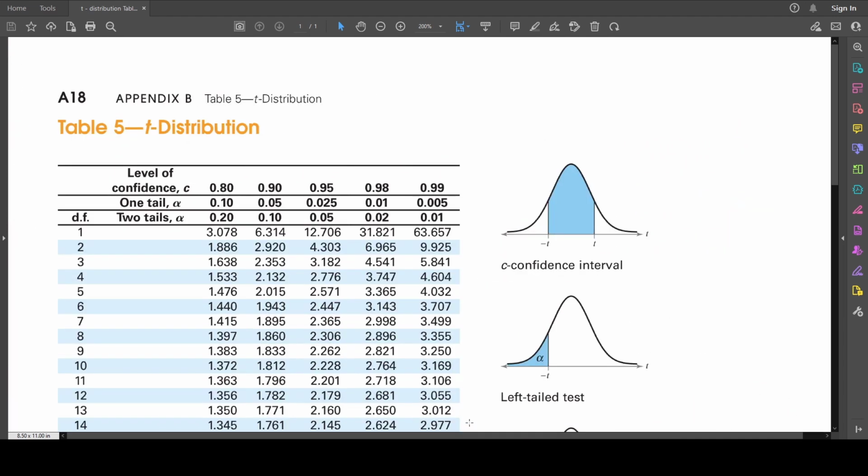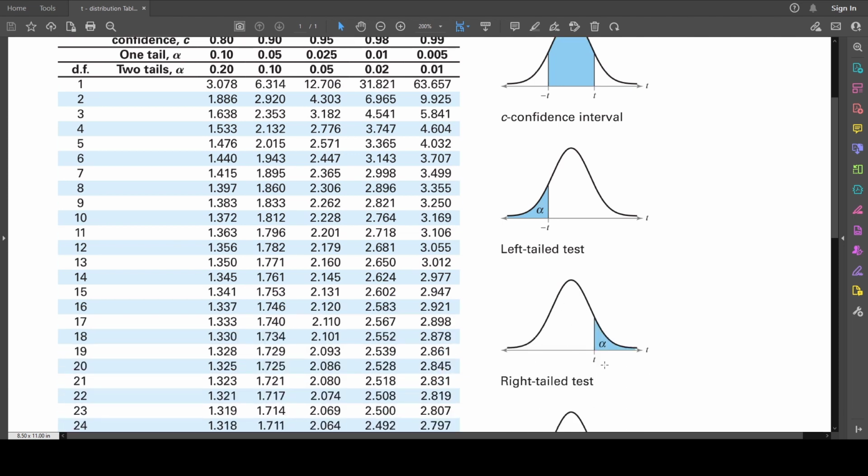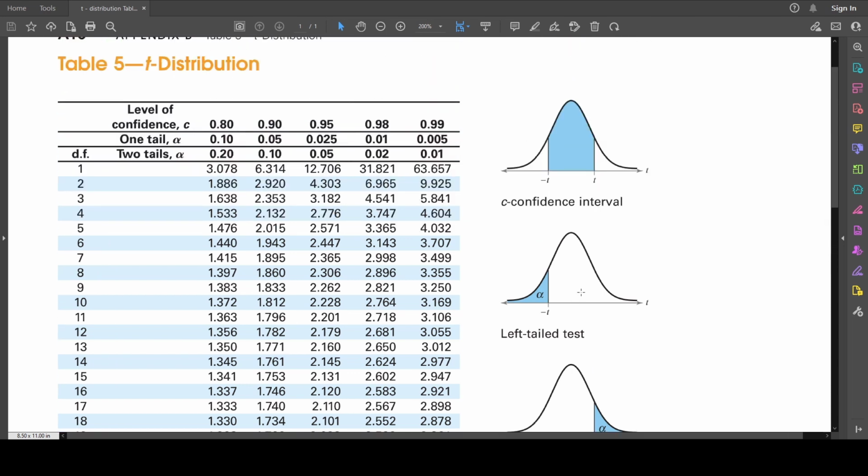We'll talk more about some of these different parts as we go, like the left tail and the right tail, though those correspond to the left and right areas we talked about on the normal distribution curve. But for us, we want to look up some of these numbers here. For instance, we have this 0.95 level of confidence, and the degrees of freedom are over here in this column.